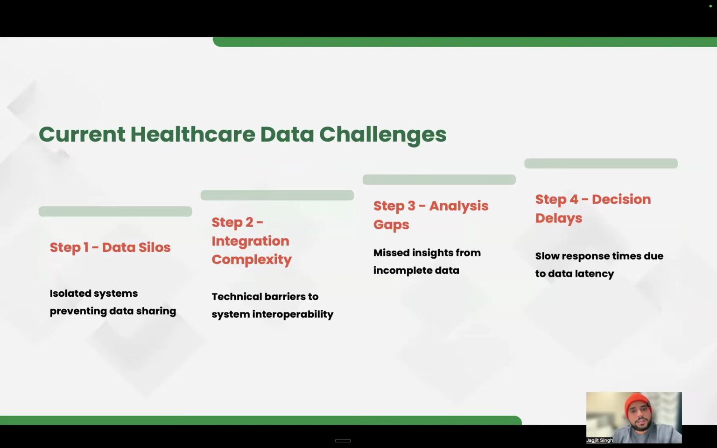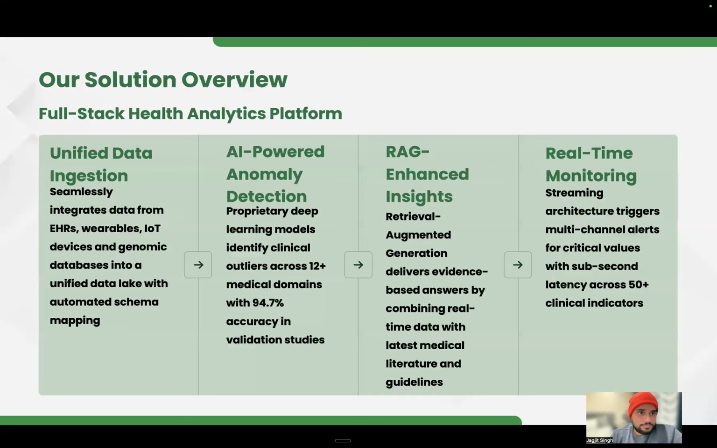Let's talk about some current health data care challenges. I can explain this with an example, since my sister is from a microbiome domain and she's getting her PhD in it. She always tells me there is so much healthcare data sitting around, but there are always technical barriers or missed insights from incomplete data, which always causes delayed decisions.